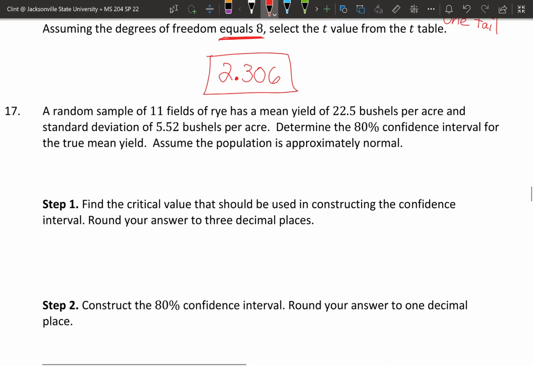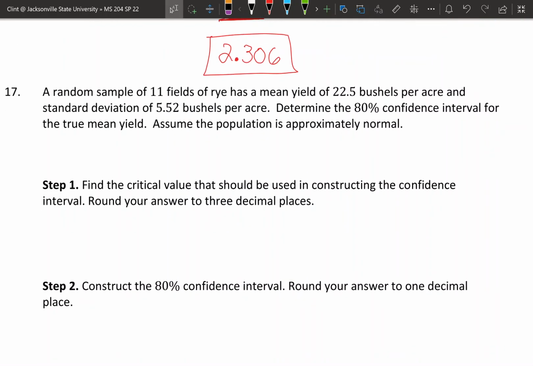17 may be a little fuzzier in your memory because it's confidence interval. So we've got a random sample of 11 fields of rye with a mean yield of 22.5 bushels per acre, standard deviation of 5.52 bushels per acre. Determine the 80% confidence interval. I would also let you know that this one is sigma unknown. It's a little hard to tell, they don't spell it out for us.